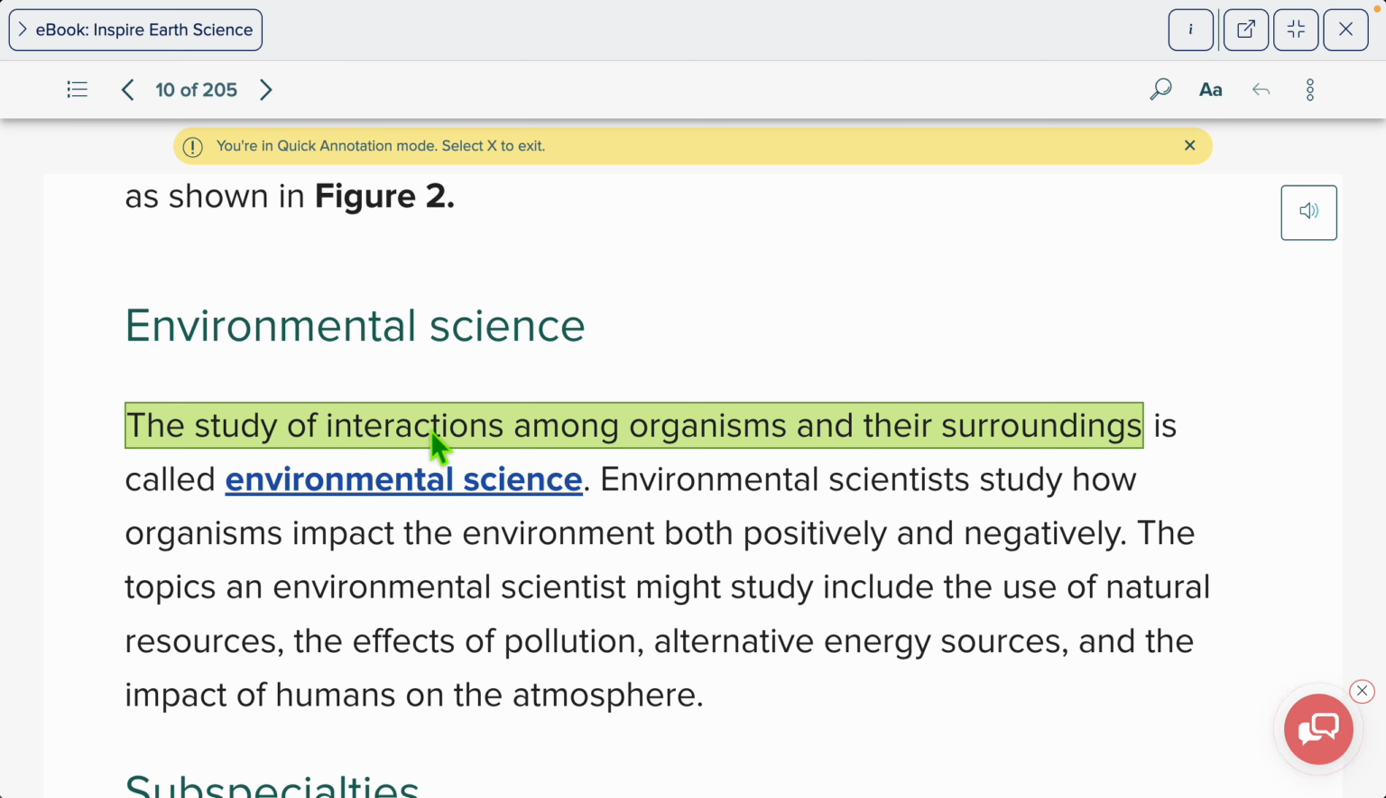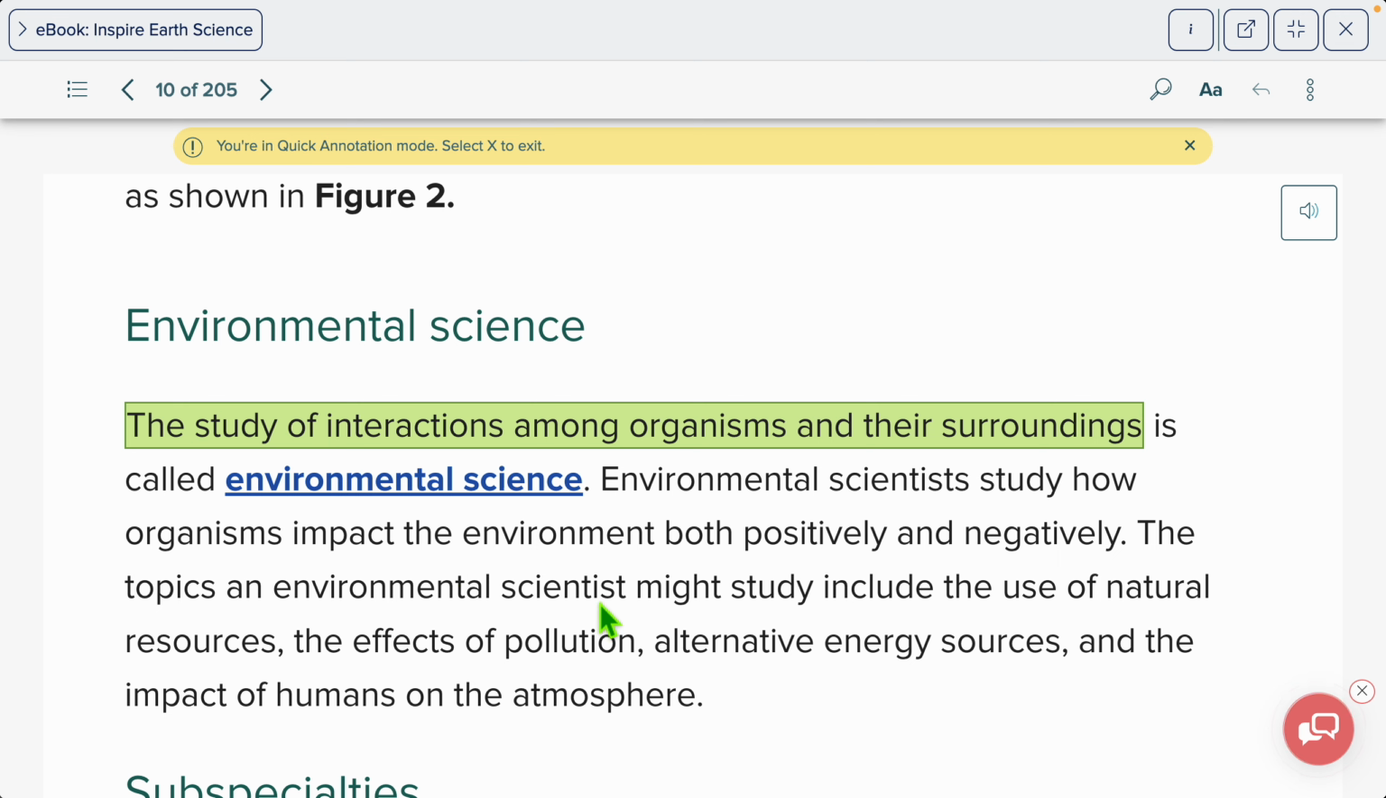More specifically, that is more of a definition of what we call ecology in biology, the study of organisms and their surroundings. Really, environmental science includes human influences on that, human factors, the activities of humans. How do we affect this stuff? But environmental scientists study how organisms impact the environment both positively and negatively.